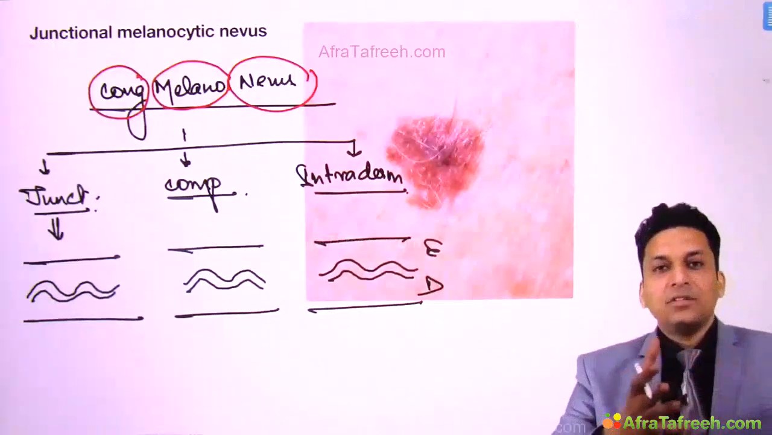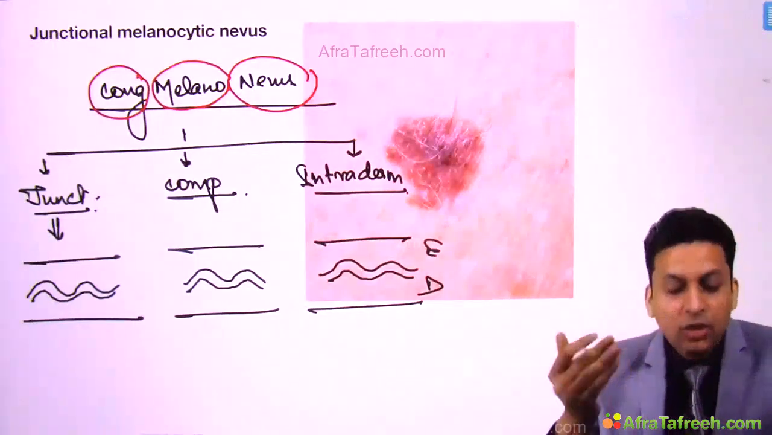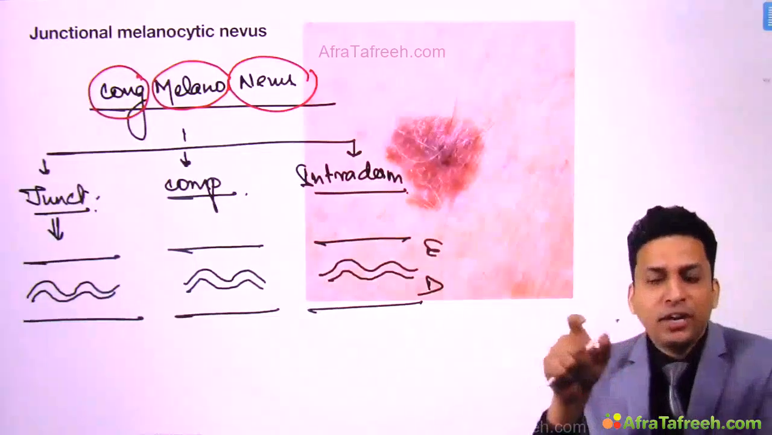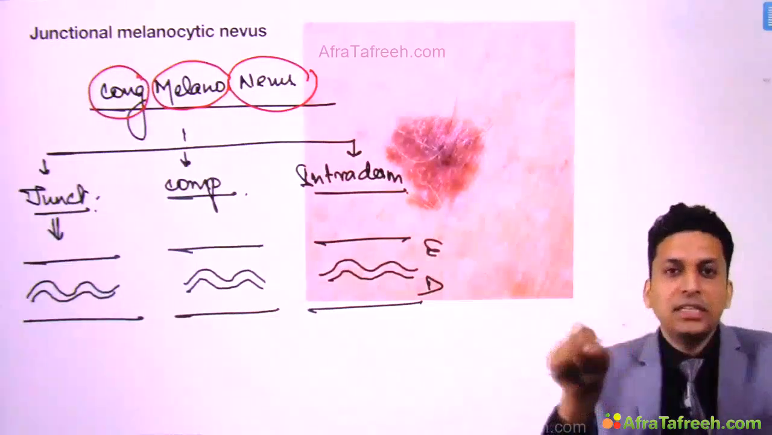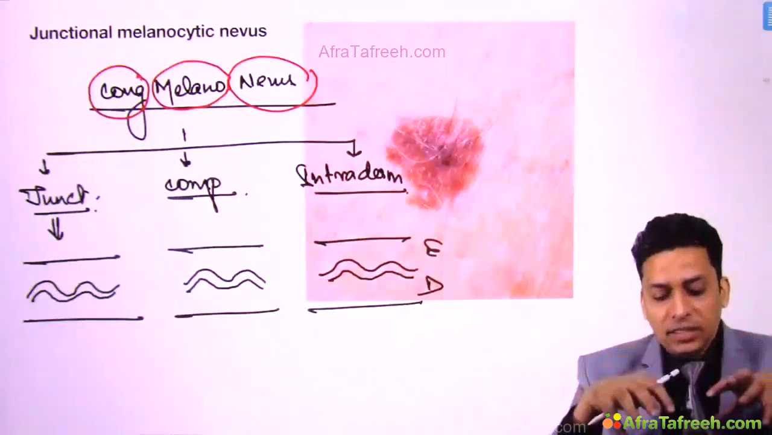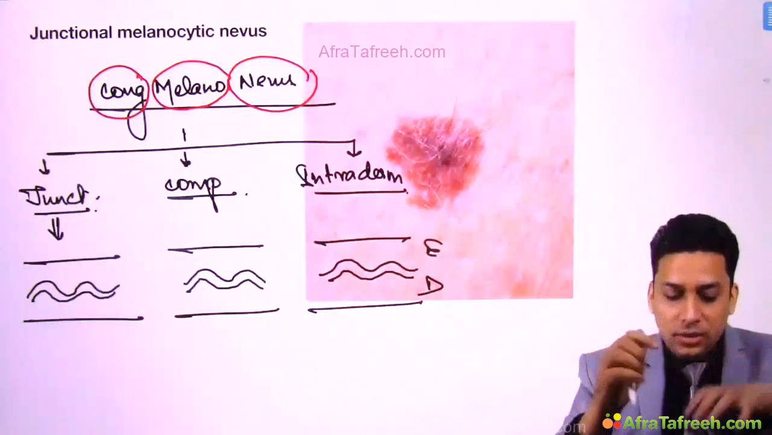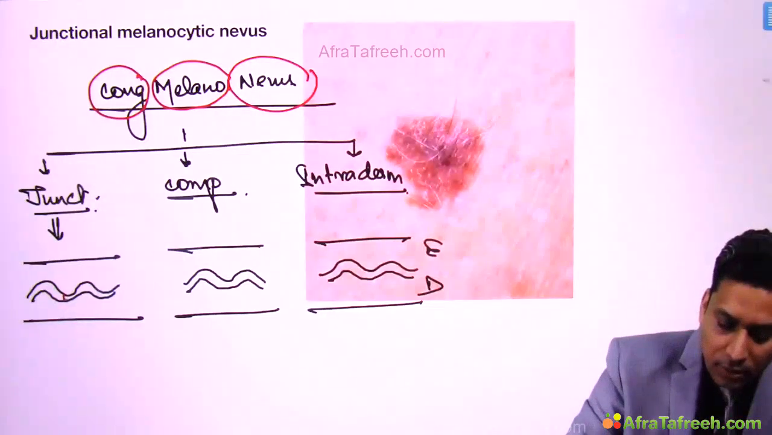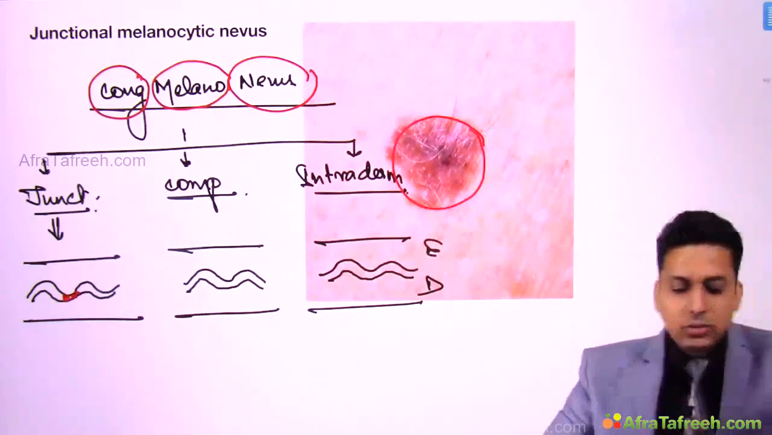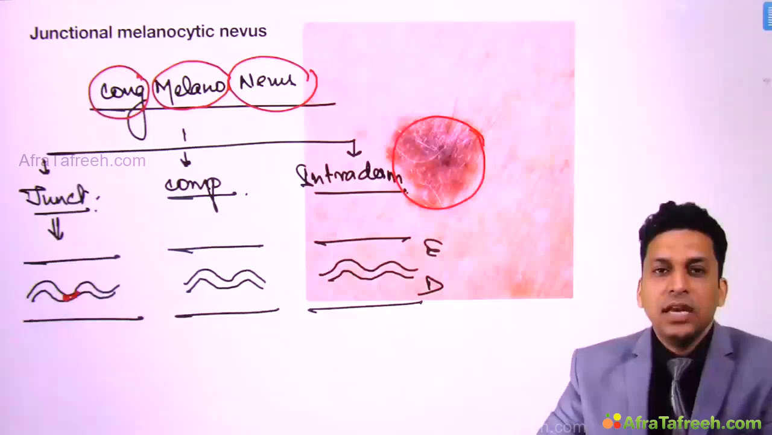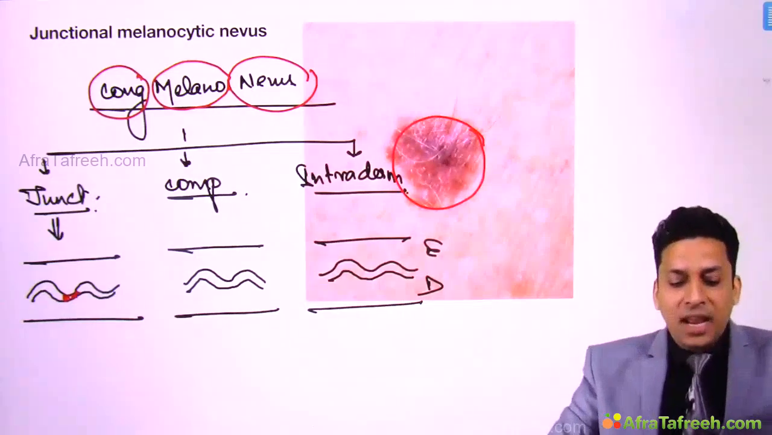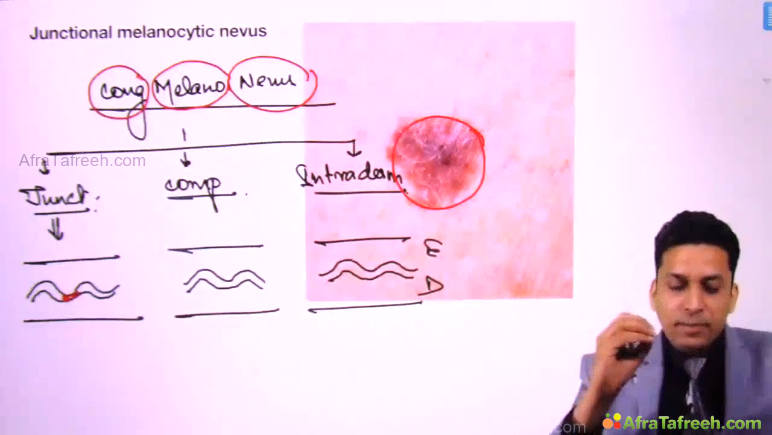Okay, so normally the melanocytes, I told you, are present in stratum basale, that is the lowermost layer of epidermis. During the embryonic development, if they are not present in the stratum basale, and are only present in the junction, that is dermoepidermal junction, it might lead to such a lesion. So these are junctional melanocytic nevus. They are due to presence of these melanocytes in the dermoepidermal junction.